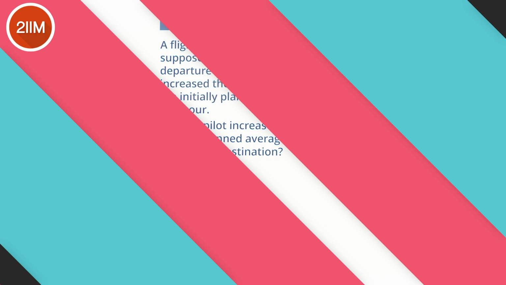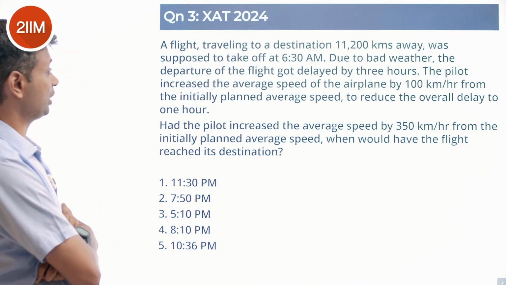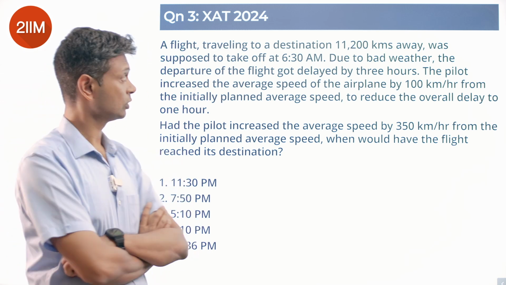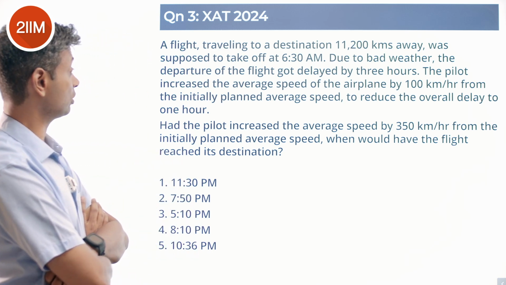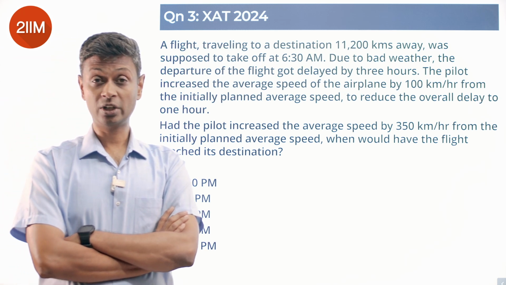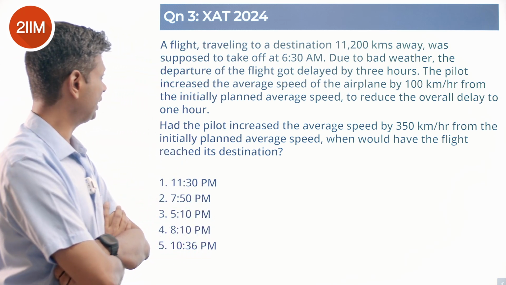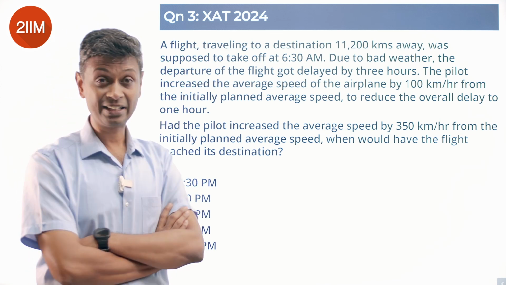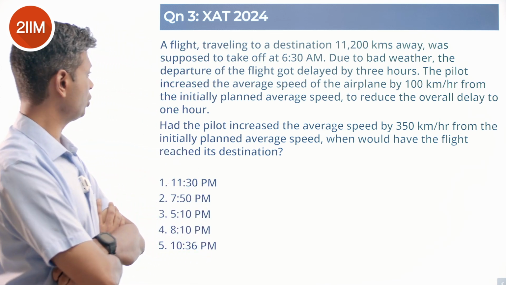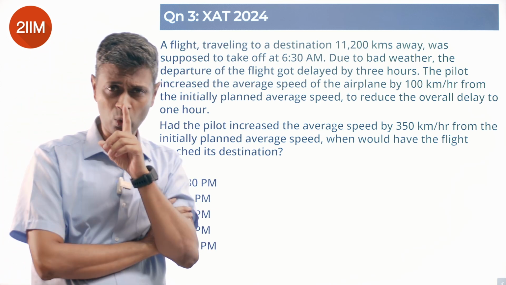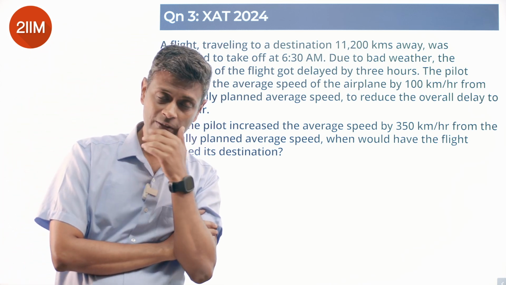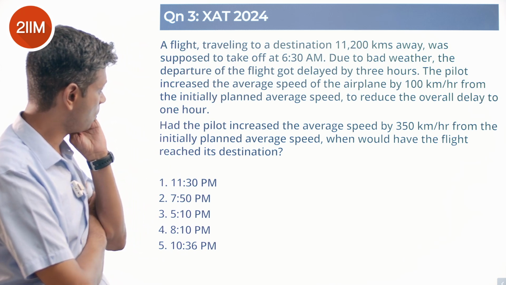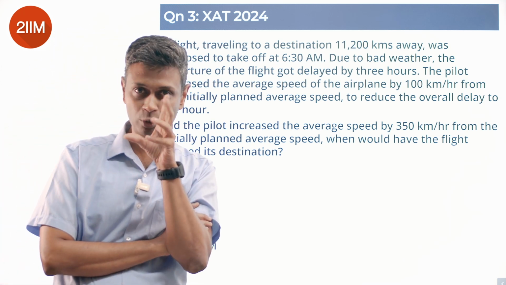Nice and simple question. A flight traveling to a destination 11,200 kilometers away was supposed to take off at 6:30 a.m. Due to bad weather, the departure of the flight got delayed by 3 hours. It starts only at 9:30 a.m. The pilot increased the average speed of the airplane by 100 kilometers per hour from the initially planned average speed to reduce the overall delay to 1 hour. He started 3 hours late, but reduced the overall delay to 1 hour, so he catches up 2 hours.